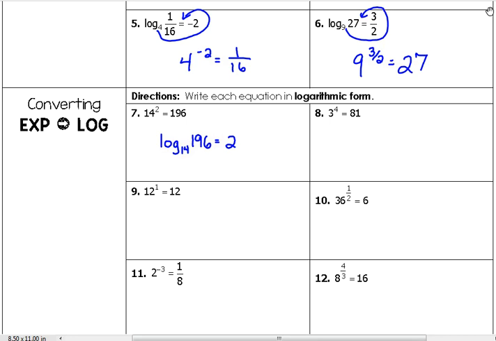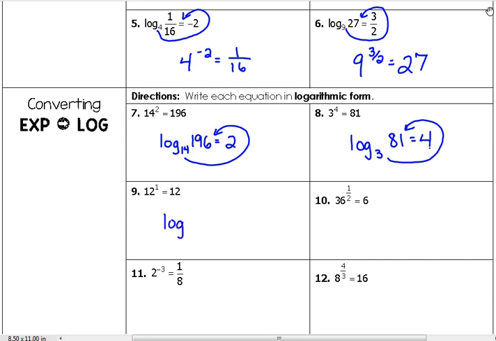Okay, you can check it really easy by just doing your swoop and making sure that you got the original exponential. Okay, so 3 to the 4th is equal to 81. In log form, that's log base 3 of 81 is equal to 4. Again, you can check it, swoop it around. 3 to the 4th equals 81. So it's not hard, it's just different.